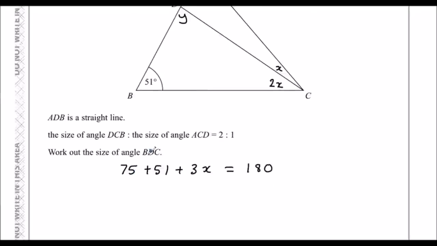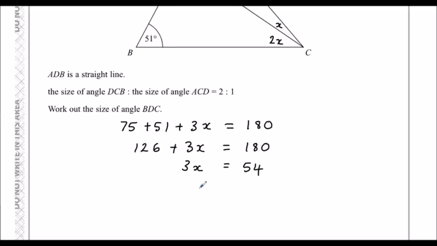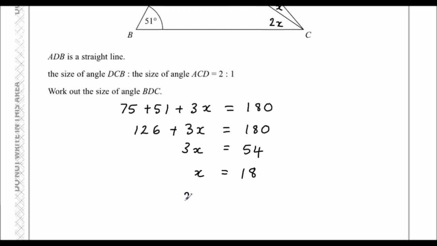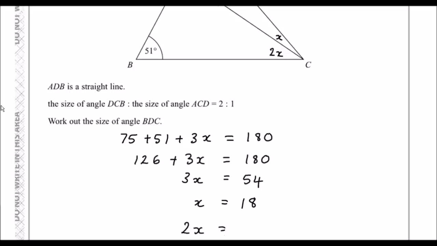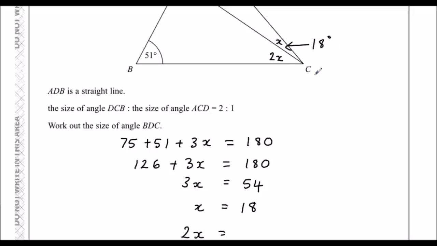So if we take 75 away from both sides, or should we add 75 and 51 first? Either way, so add 75 and 51 will give us 126. So 126 plus 3x is 180. Take 126 away from both sides. So 3x is equal to 54. And divide both sides by 3. x is 18. And that means 2x, so this one is 18 in here. 2x must be double that, which is 36 degrees.